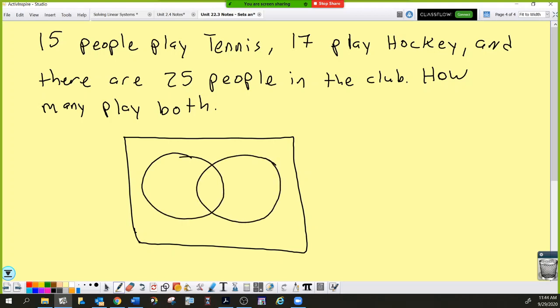So we have tennis and hockey. If you had to fill this out, we go, okay, 15 plus 17 is 32. 32 minus 25 is 7. So you'd put a 7 there. How many people play just tennis? 8, because the circle has to add up to 15. How many people play just hockey? 10, because the circle has to add up to 17. It allows you to answer those kinds of questions. That's how you fill these things out.